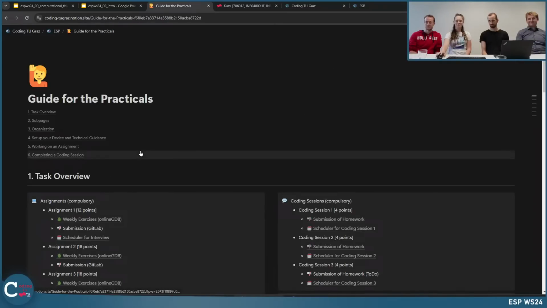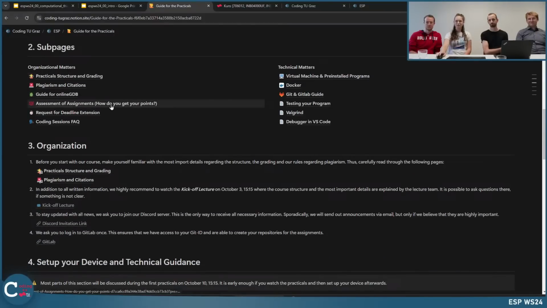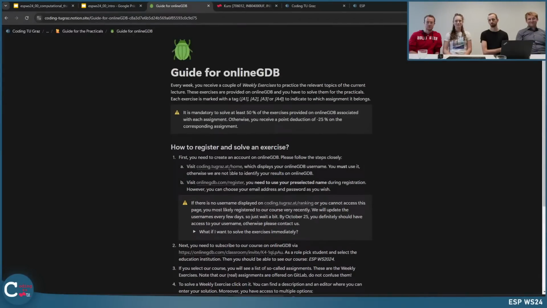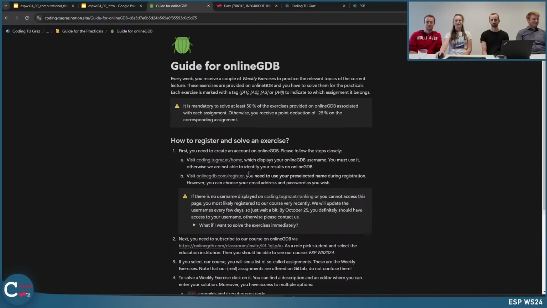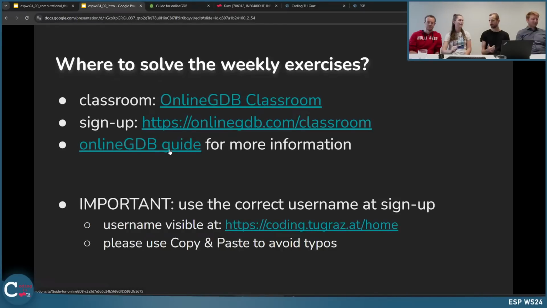So we have the guide for the practicals, where you have an overview. We'll talk about this overview later. And then down here you have the guide for online GDB. And in here, everything I just said is described in even more detail. So how to log in, how to register for online GDB, what username to use, that you please copy your username, and then how to solve and run and test your weekly exercises and how to submit them. I have the feeling that copying the username is important. Yes, please copy and paste your username. Yeah, okay, and now I got it.